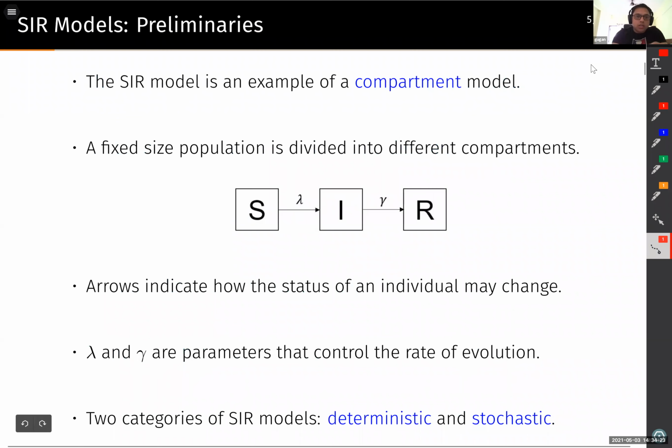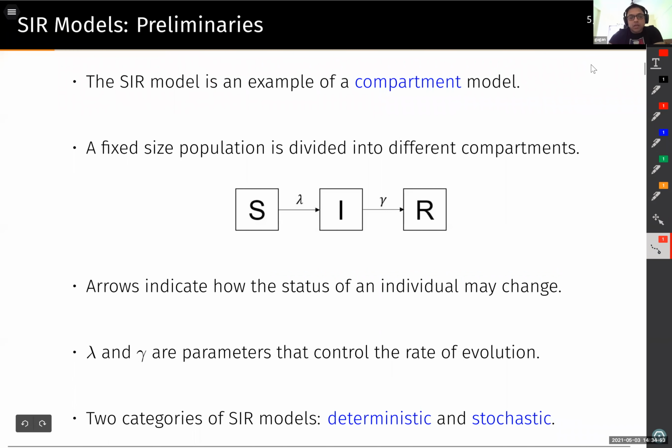All right, so let me begin with some background. The SIR model has three labels, S, I, and R. S stands for susceptible, I stands for infected, and R stands for recovered. The SIR model is an example of a compartment model. What does a compartment model mean? You have a population, and you divide this population into different compartments. For example, in the SIR model, you divide this population into three compartments, S, I, and R.